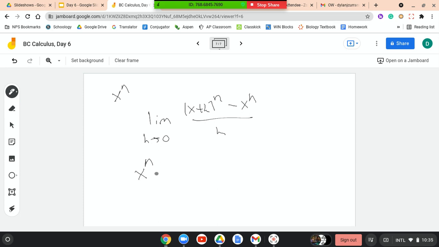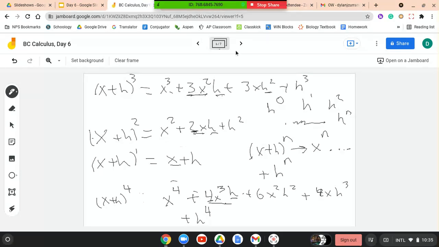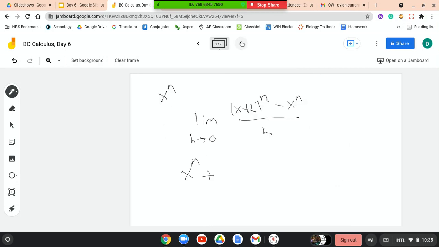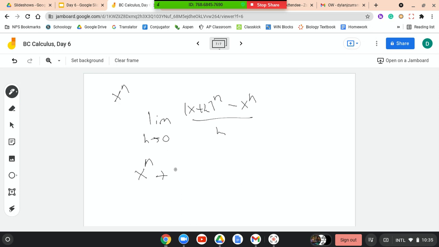And we also said that the second term, the one with only one h in it, has a coefficient of whatever the exponent is, right? So here it's 3, the exponent is 3. Here it's 2, the exponent is 2, etc. So the next term is going to have a coefficient of n, whatever the exponent is. And it's going to have an x^(n-1) as its x term.